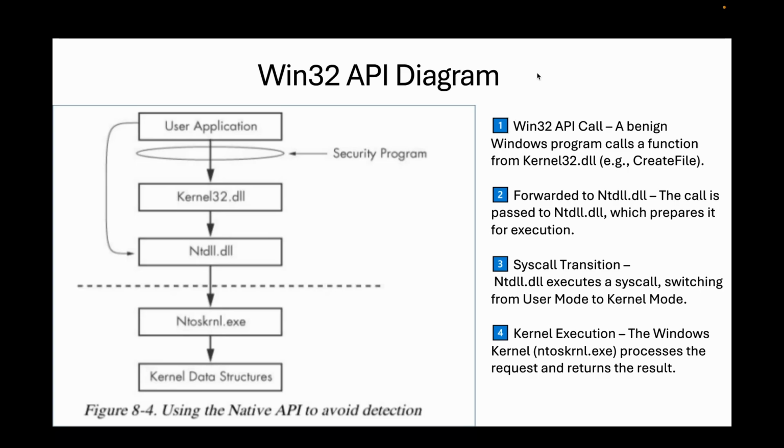So here we see the usual flow of a Win32 API call. A benign Windows program calls a function from kernel32.dll. We'll take CreateFile as an example. It gets forwarded to ntdll, which we'll call NtCreateFile. The call is passed to ntdll and prepares it for execution. Here is where the syscall transition occurs from user mode to kernel mode, and then the Windows kernel processes the request and returns the result.